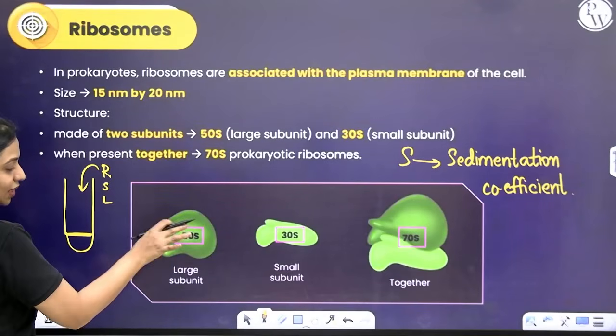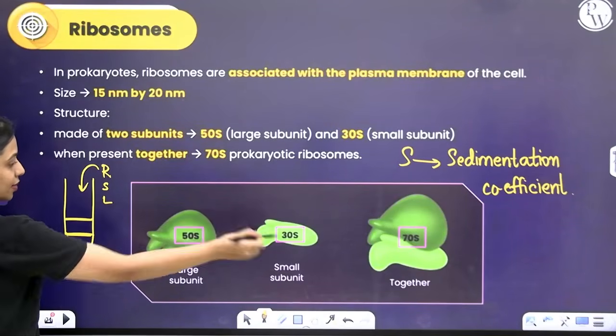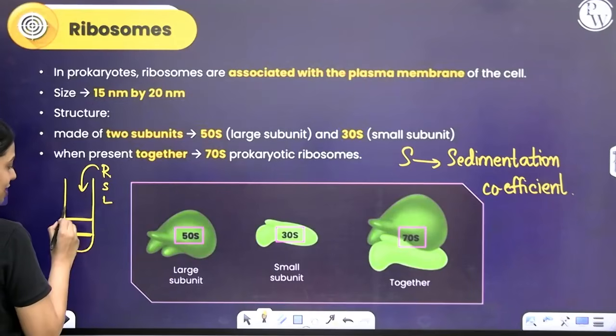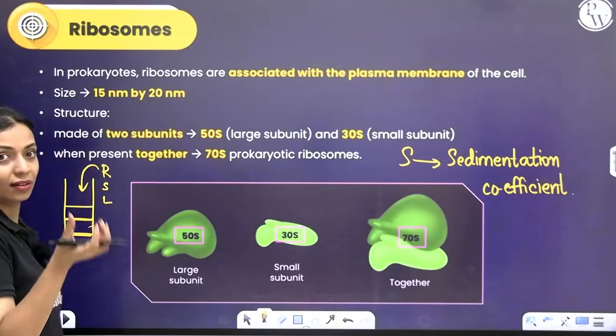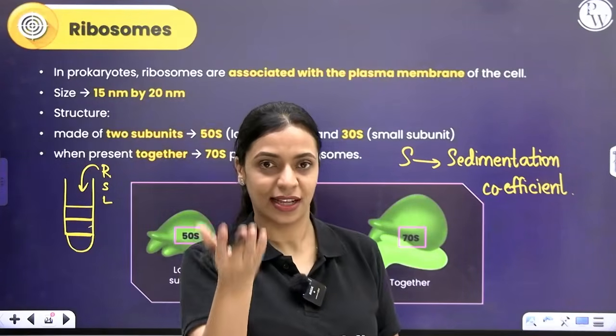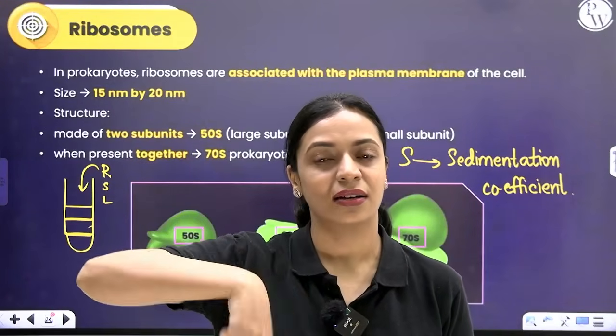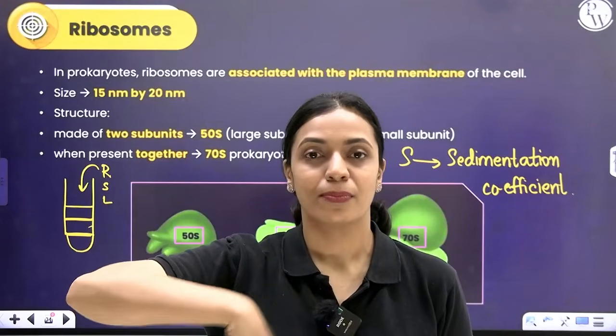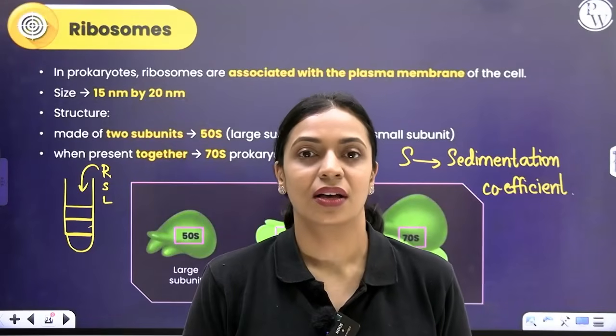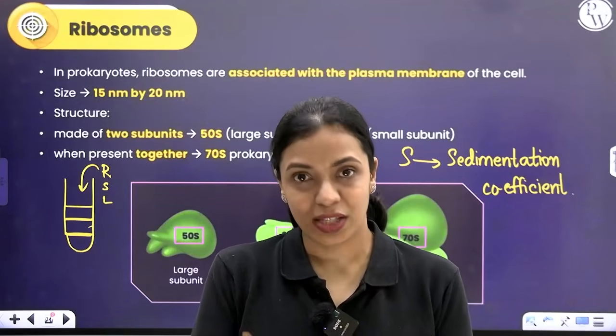Because this is relatively less dense, it will settle here. This is even less dense, it will settle here. So whichever is the heaviest, most dense, will settle at the bottom. That is what happens when you mix some sand grains in a glass of water and spin it, right? Because of the centrifugal force, whichever is more dense will settle at the bottom.